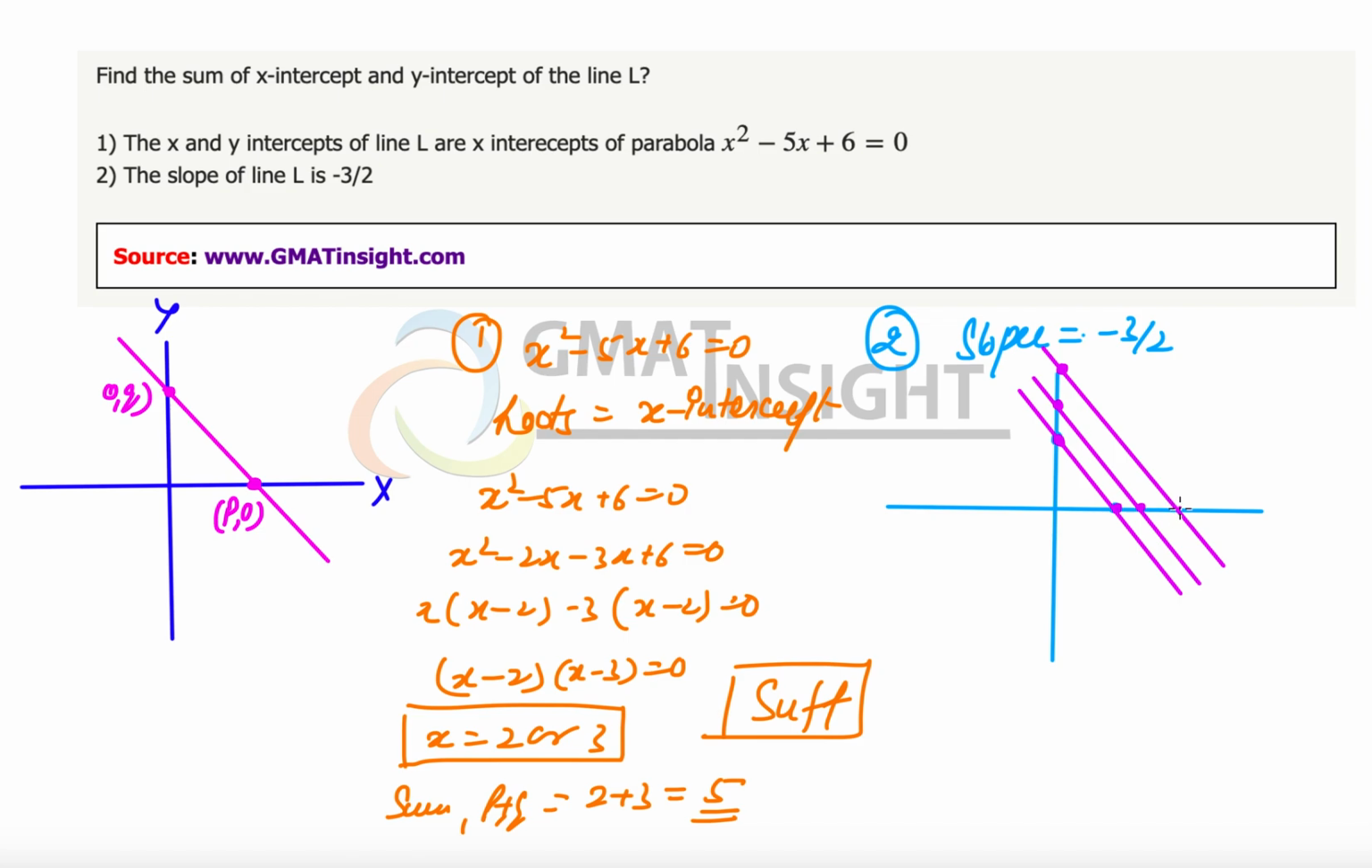Therefore the sum of x and y intercept for all these 3 lines will be different, and now we are going to get an inconsistent answer. Therefore this statement alone is definitely not sufficient to answer the question.